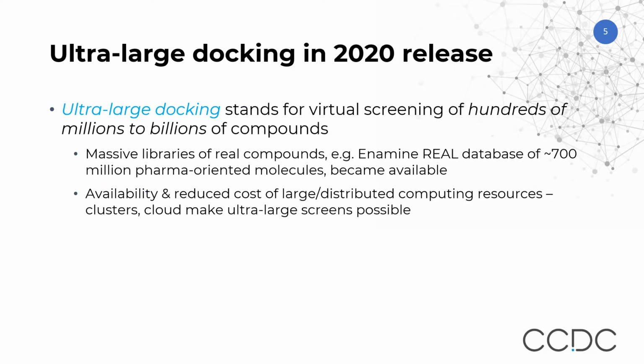Let me now move on to the ultra-large docking. By ultra-large docking, we mean screening of millions to billions of compounds. This is in the context of having very large libraries of compounds available. For example, the Enamine REAL database has about 700 million pharma-oriented molecules.